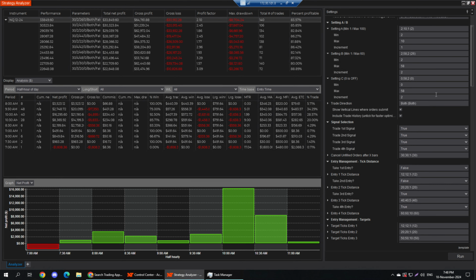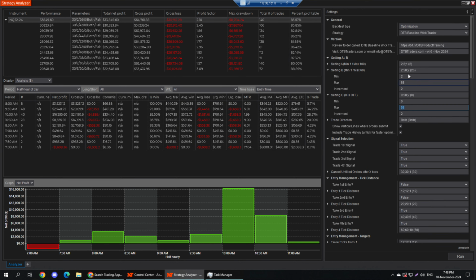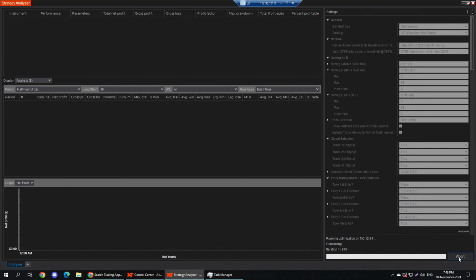Okay, so we've got that. And I'm also going to leave this as 2. So by keeping setting A as 2, what we're doing is we're optimizing 2 indicators, but only the setting B. And I'm keeping it at 0 as a start, because that is going to tell us whether it should be on or off. So let's optimize that, and you'll see it'll have a few more iterations that it has to work through. It might take about 2 minutes or so to do that.